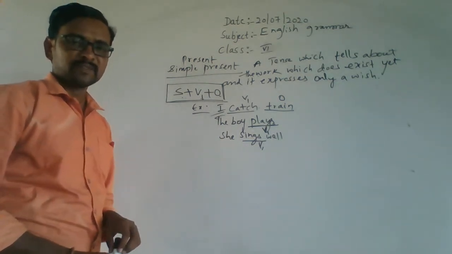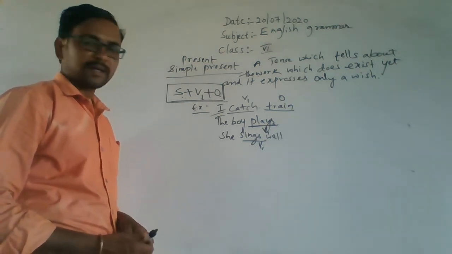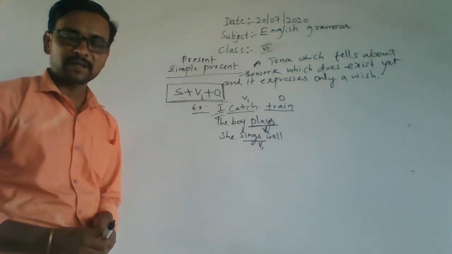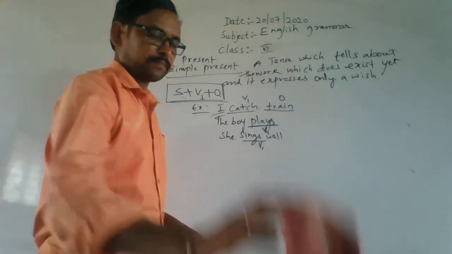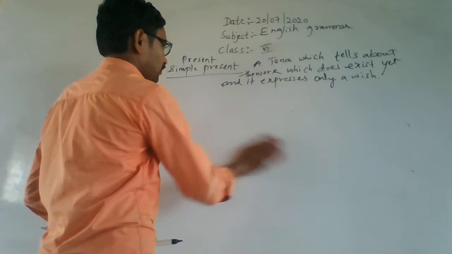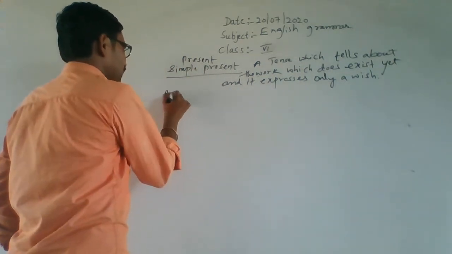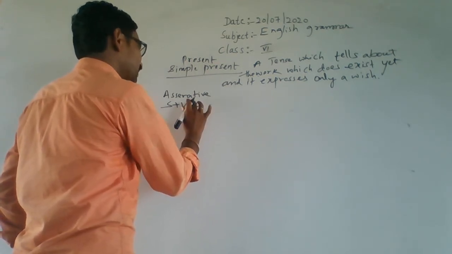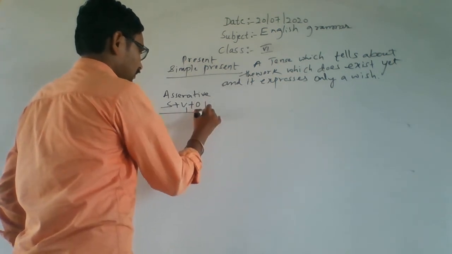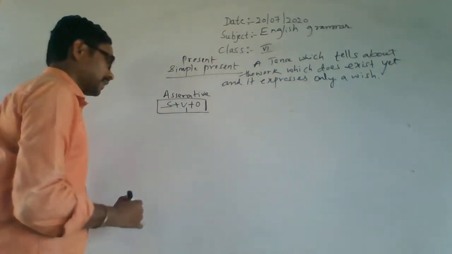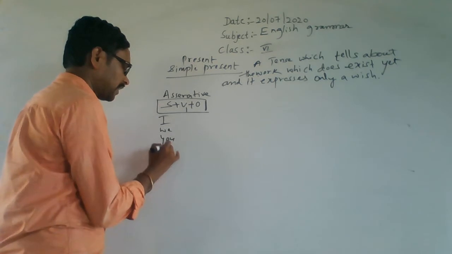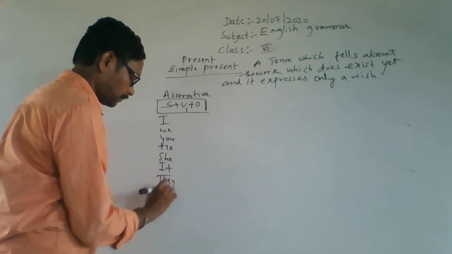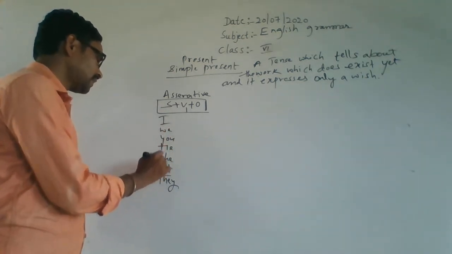Write down very fast. I will tell you how to make negative and how to make interrogative. Is it understood? First, you write it like assertive or declarative. The formula is subject, verb. If necessary, write the object, otherwise simply subject and verb you should write. Okay. Subject, verb, and object. For example, you should write like this: I, we, you, he, she, it, they.